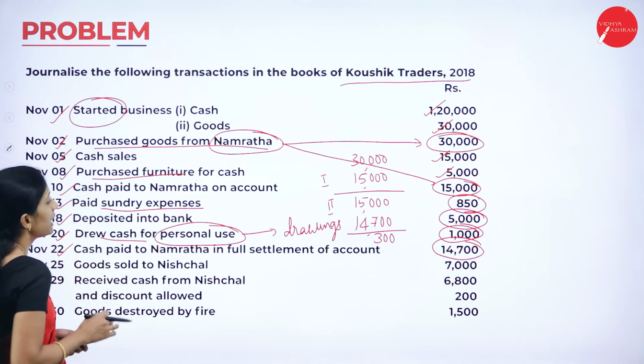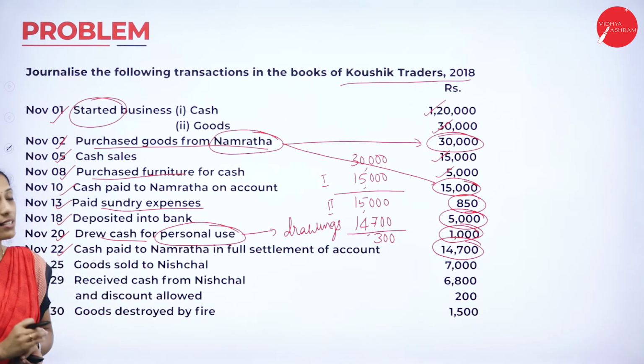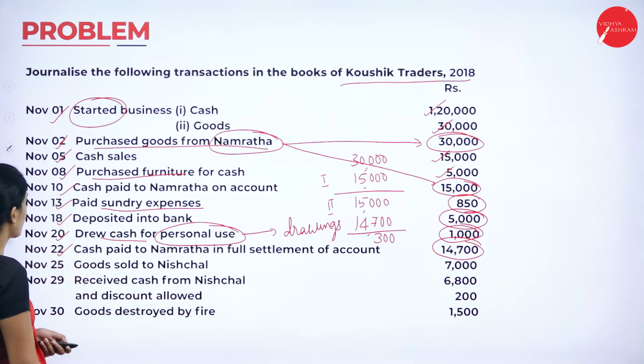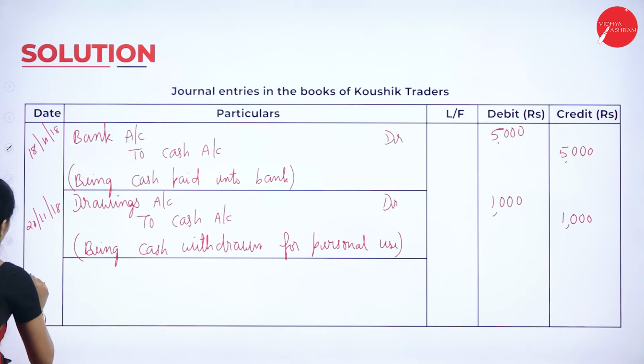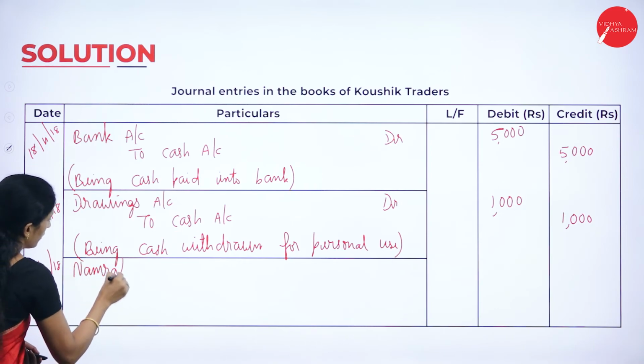So what is the entry? Namrata's account debit to cash account and discount received account. So when is the date? 22nd. So 22nd 11/2018. Namrata's account debit.